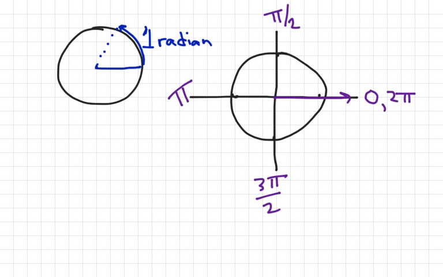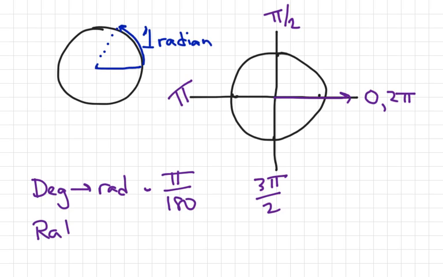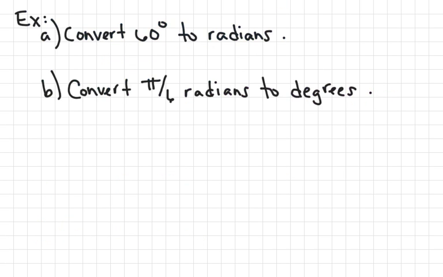To convert from degrees to radians, you multiply by pi over 180. And if you want to go the other direction and you start with radians, and you want to change radians back into degrees, you multiply by 180 over pi. So let's use these formulas real quick. In the first example, I want to convert 60 degrees to radians. So you take 60 and you multiply it by pi over 180.